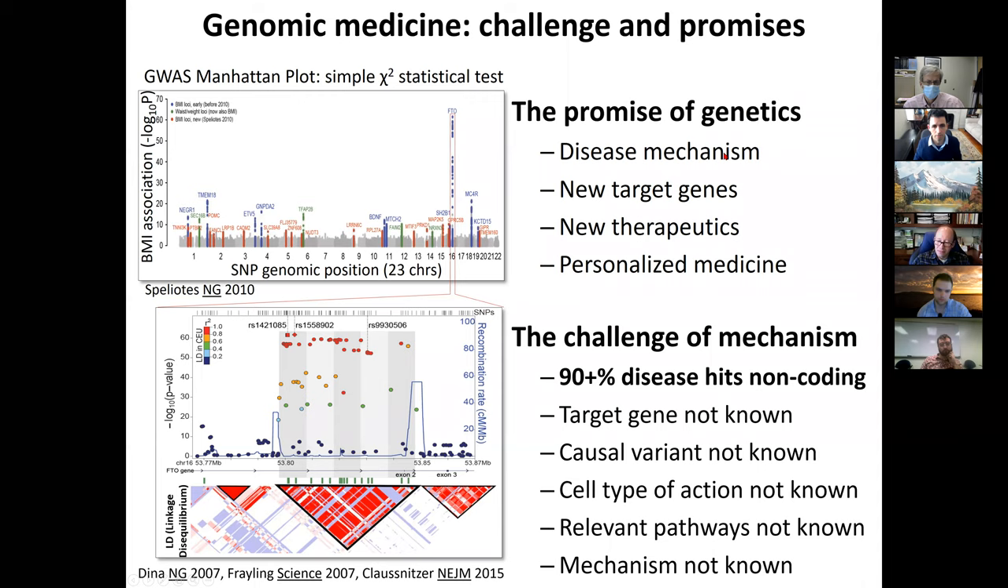When we, as the field of genetics, started with genome-wide association studies, we said, oh, that's great. We're going to find new disease mechanisms, new target genes, new therapeutics, enable precision medicine, personalized medicine. And then what we stumbled upon was that in 93% of cases, we had no idea what was going on. By not knowing that an amino acid is disrupted, you don't really know the target gene. What we showed in our lab's work, in the case of FTO, is that the true target genes are in fact 1.2 million nucleotides away, IRX3 and IRX5. So not knowing that it's protein coding means that you don't know the target gene, you don't know the causal variant, you don't know the cell type of action, you don't know the relevant pathways, and you don't know the mechanism. So that's a huge problem.